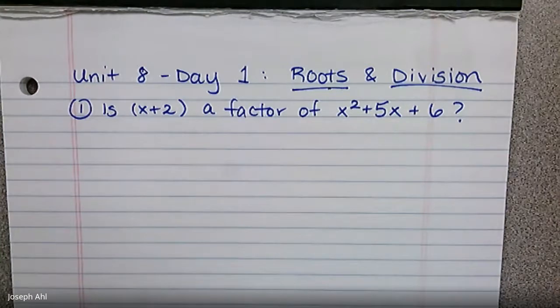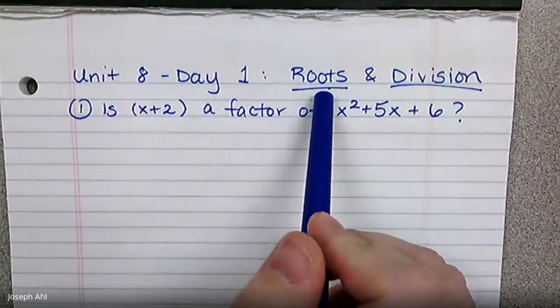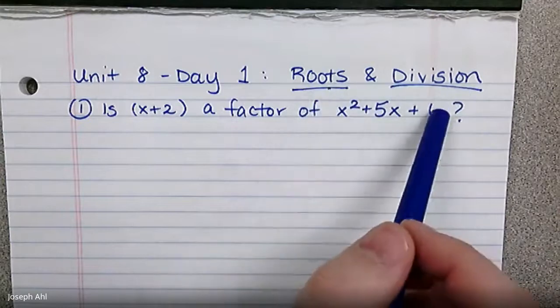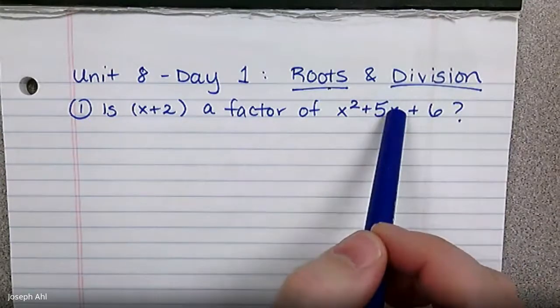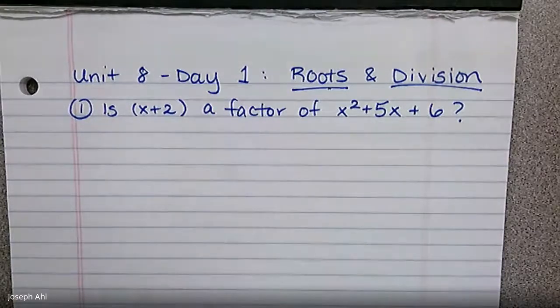So to get started today, a big part of our process is going to be finding roots of these higher order polynomials. We know how to do it for quadratics, but how would I do it for cubics and beyond? Well, it's going to have to involve some division processes. So to get started, the first question is: is x plus 2 a factor of x squared plus 5x plus 6?